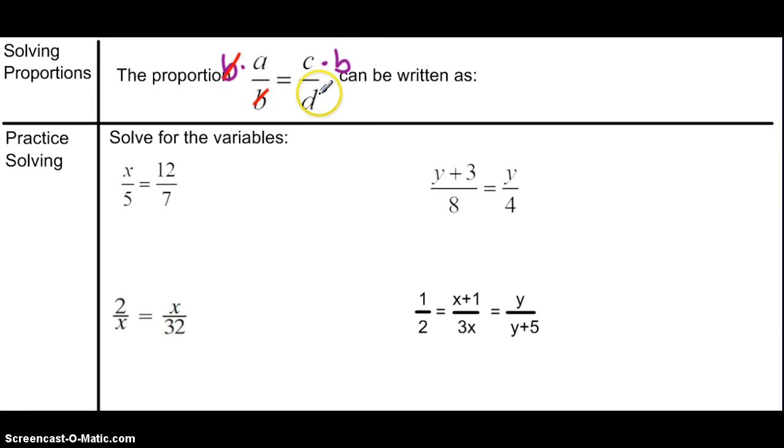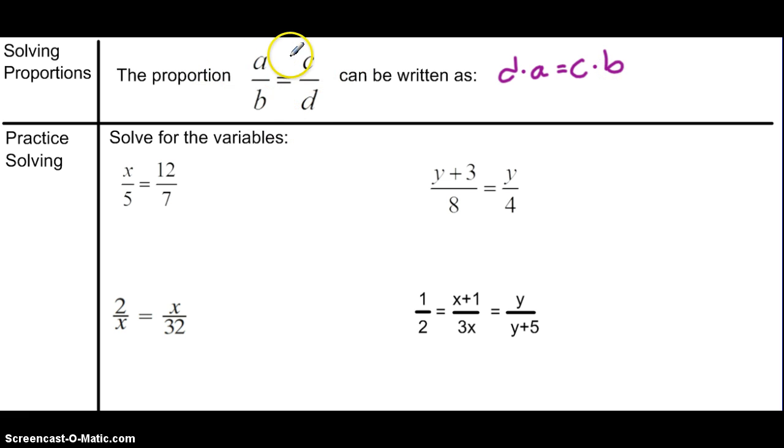Similarly, we need to get D out of this denominator. So multiply both sides by D. What that does is, on this side we've got D in the numerator and D in the denominator. D over D is 1. They cancel each other out. And we're left with D times A equals C times B. Let's write that over here. D times A equals C times B.